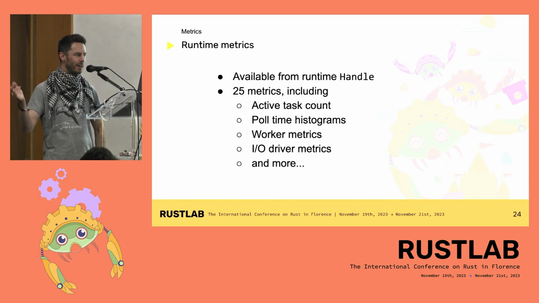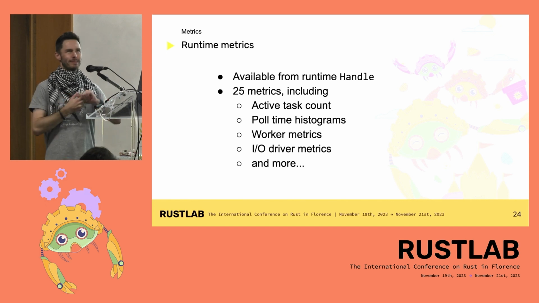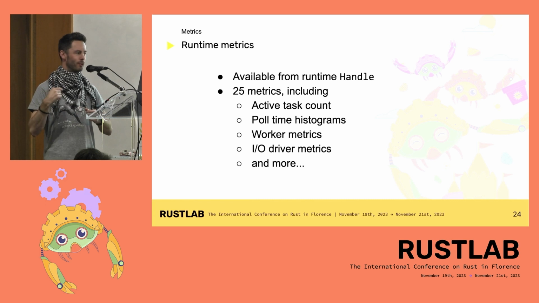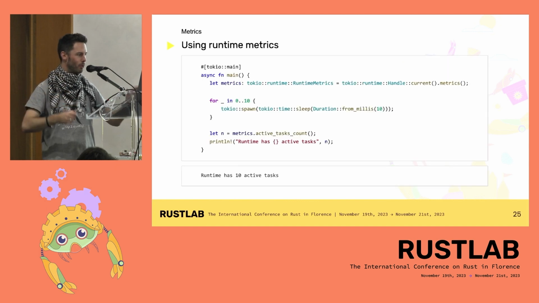The runtime metrics, which are built into Tokio, are available from the runtime handle. We'll see how to do that in a sec. There are 25 of them, including your active task count, poll time histograms. Very quickly, a task is busy when it's being polled, because of the poll function on the futures. So I'll be using polling mostly, or poll times, worker metrics for each of the workers in a multi-threaded runtime, IO driver metrics, and much, much more.